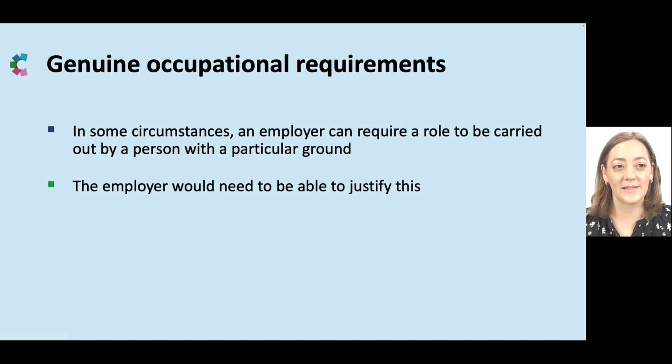I'm now going to move on and cover genuine occupational requirements. In some circumstances, an employer can require a role to be carried out by a person with a particular ground. However, the employer would need to be able to justify this. So, for example, a charity that supports people with visual impairments may wish to seek to recruit an outreach worker who currently has or previously has had a substantial visual impairment. They consider this crucial to the job because they feel that the needs of their clients can only be met by an outreach worker who has shared their lived experience. So in this example, the charity would be able to justify the need for this.